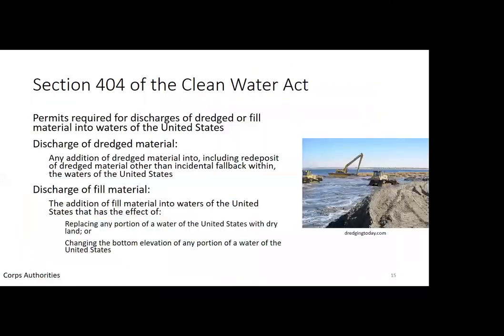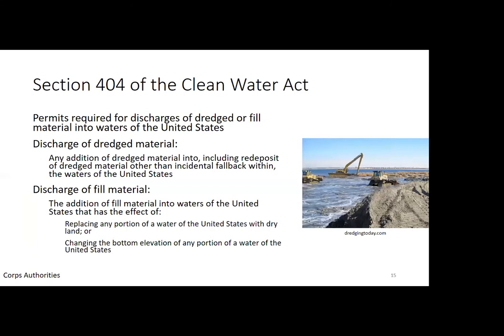Next slide, please. Under Section 404 of the Clean Water Act, we regulate discharges of dredge or fill material in the waters of the United States, and we define discharge of dredge material as any addition of dredge material into, including redeposit of dredge material other than incidental fallback within, the waters of the United States. Incidental fallback is a term that has been subject to a lot of litigation, but I'll just characterize it as something more than a de minimis discharge. It could be sediment dripping off a bucket of a clamshell dredge, something very small.